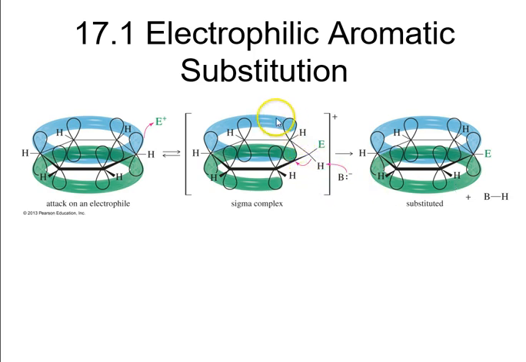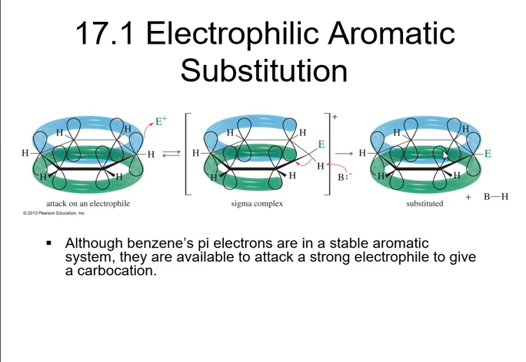So this complex or structure, intermediate if you will, is called a sigma complex, and you're going to see this over and over again. It's just the name for going from an aromatic compound to a non-aromatic compound with the electrophile, and then going back to the aromatic compound. So although benzene's pi electrons are in a stable aromatic system, they are available to attack a strong electrophile to give a carbocation.